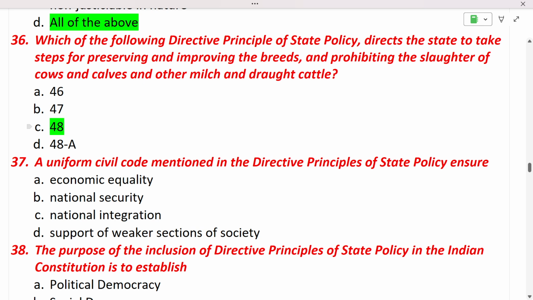Question number 37. A uniform civil code mentioned in the directive principle of state policy ensures economic equality, national security, national integration, support of weaker sections of society. So the answer is C.